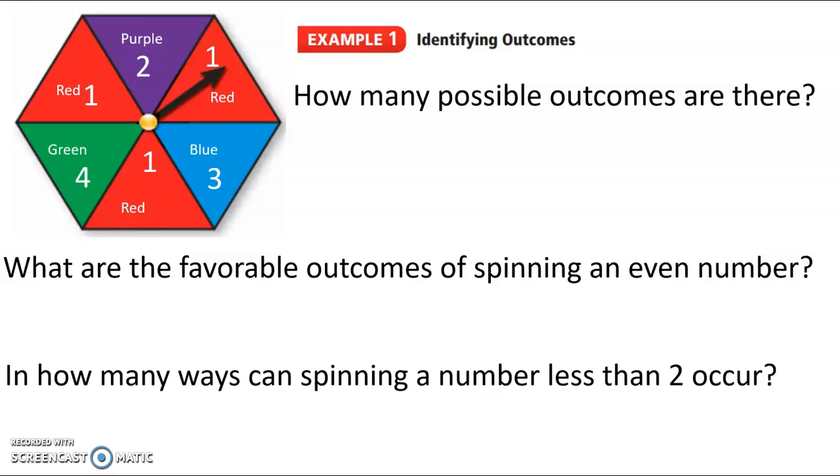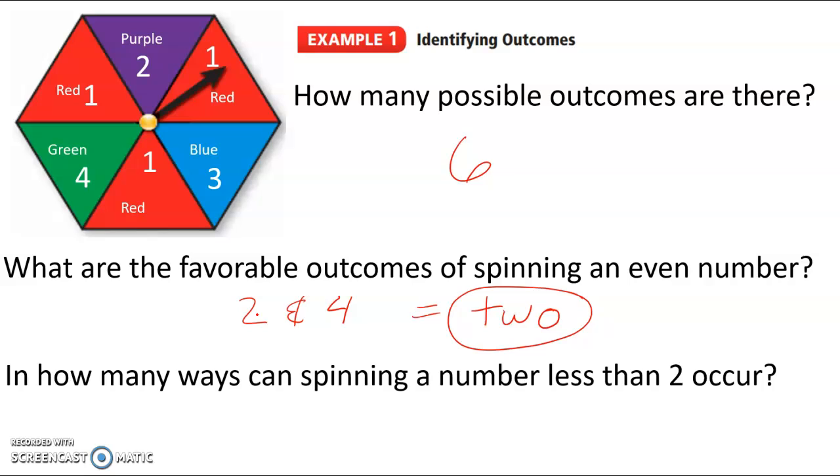So we have a spinner. You can see all of the things. Now it says, how many possible outcomes are there? So you have to count all the different spaces there are on that spinner. So there are 6 different possible outcomes. What are the favorable outcomes of spinning an even number? There is a number 2 and a number 4. So that means there are 2. So those are the favorable outcomes of spinning an even number, the 2 and the 4. So there's 2 different ones.